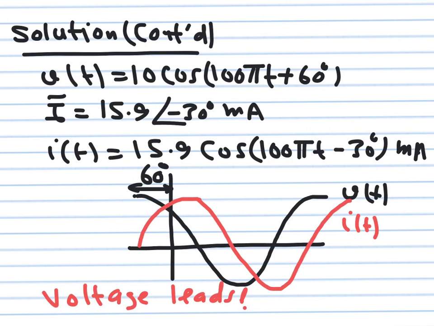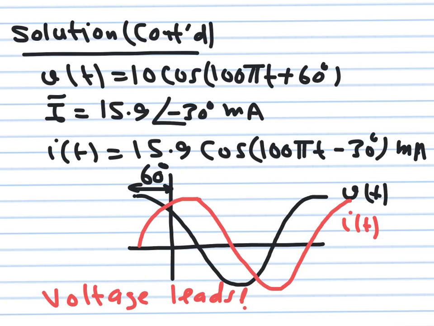Now we can plot them together in the time domain and in the phasor domain. This is the voltage that was given to us. It is 10 cosine(100πt + 60). So it is shifted in the negative time by 60 degrees. So it's a cosine but starts from here. While the current is a cosine that was shifted in the positive time by 30. So you can see this is a cosine. This is the peak of the cosine. It was shifted from here to here. So it was moved in the positive time by 30.